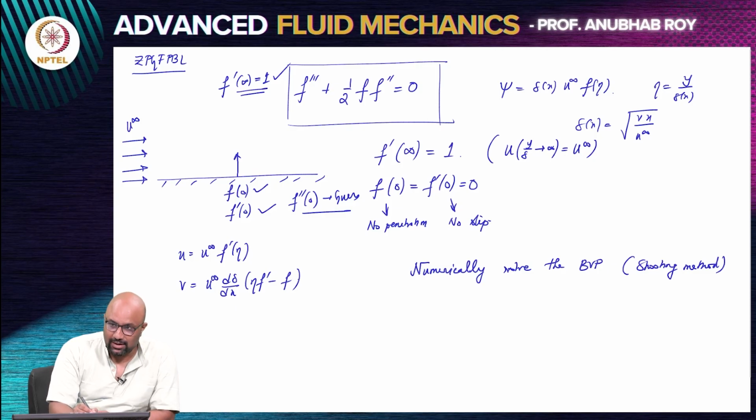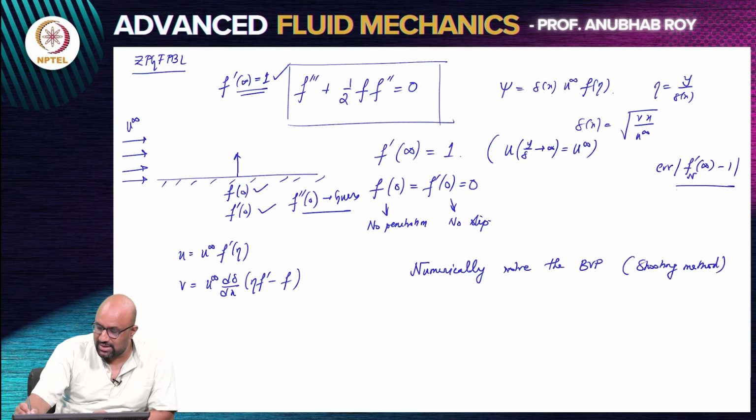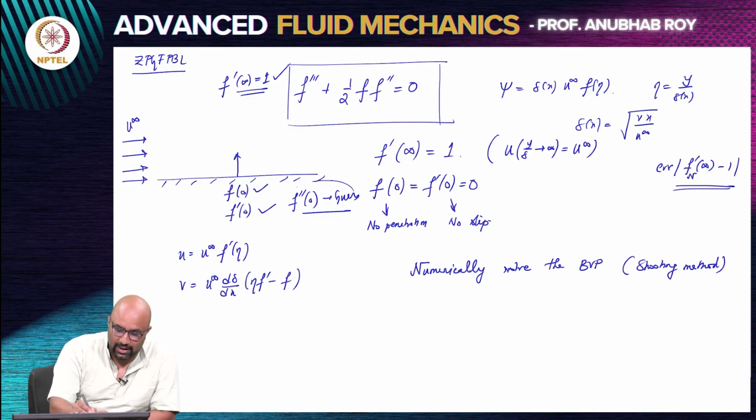If it doesn't, then you calculate the error. So, f dash of infinity, whatever is computed numerically, minus 1 is what you need to reduce. So, you use this error in order to update your guess value.